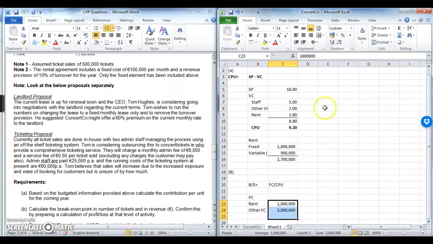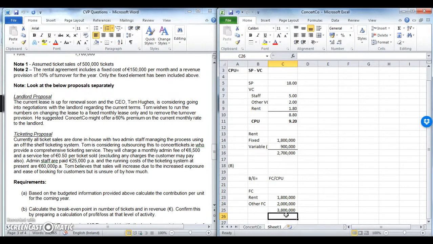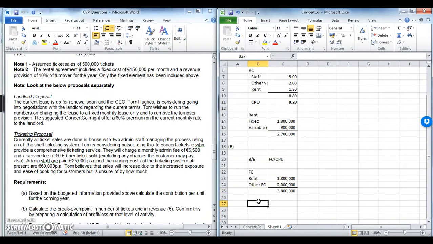Just format those. So based on that then, total fixed costs is 3.8 million. We already know our CPU, which is your contribution per unit, is 920 from part A. So again, if you're in the exam, you wouldn't even have to pull in that CPU again, just say using CPU from part A, just to save yourself time.